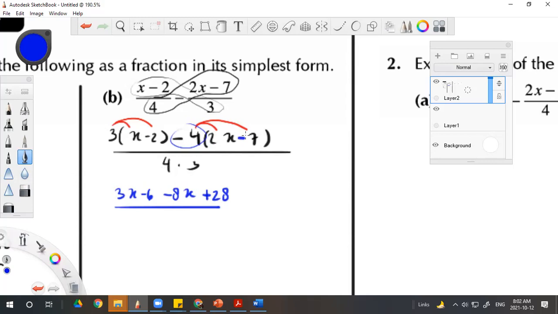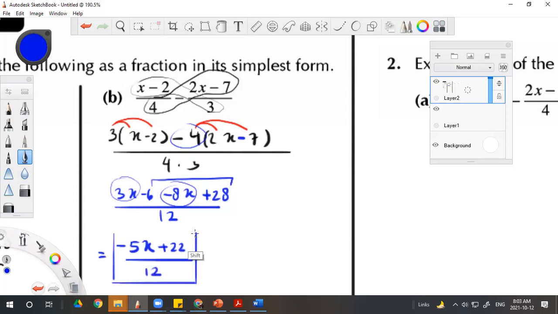Sorry ya, ini tadi bukan 2x plus 7, tadi tulisnya plus ya. Saya minus. So 12. So 3x minus 8x is negative 5x. Right? I don't want to collect, udah langsung kelihatan. Negative 6 plus 28 is plus 22 over 12. And then you are done.